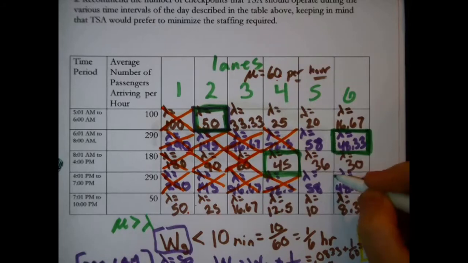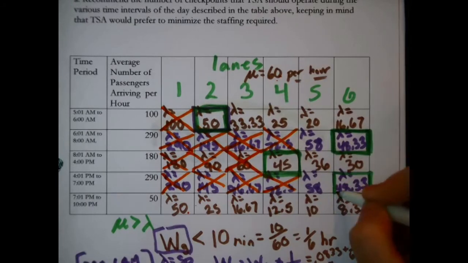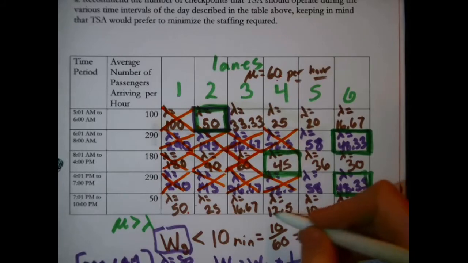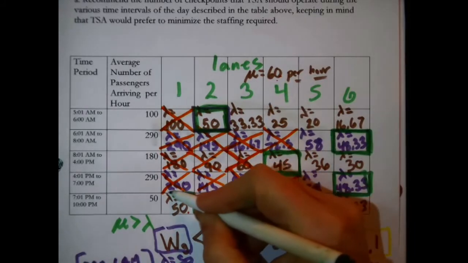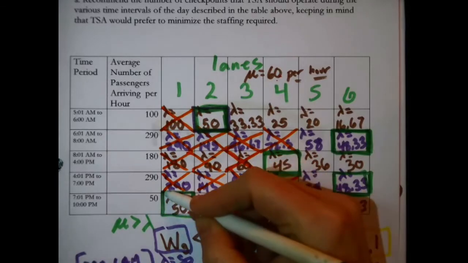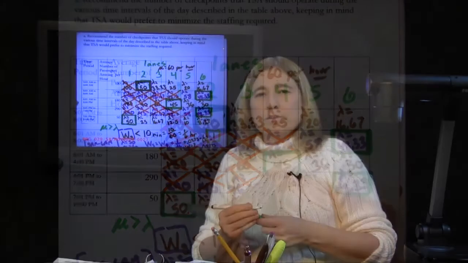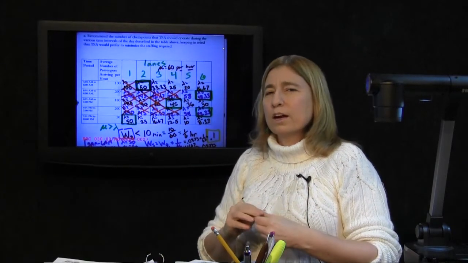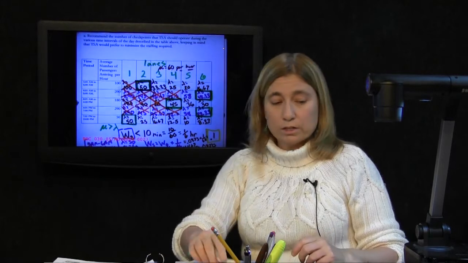Then again, in the evening, same business. Got to go back up to 6 lanes. And then, this little nighttime slot, 1 lane will do it. The resulting lambda equal to 50 is less than 54. Right, that's my test. What I actually just figured out was the test for what would work. And then I don't actually have to calculate any wait times.